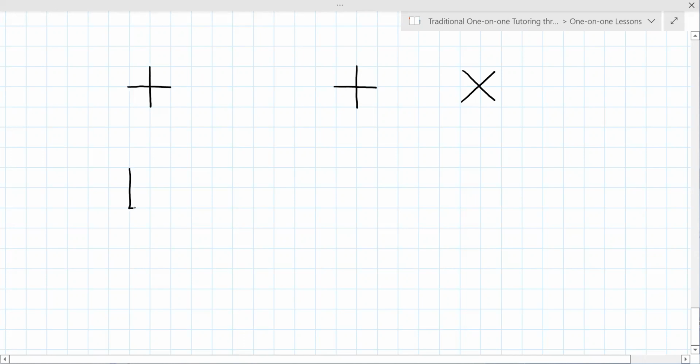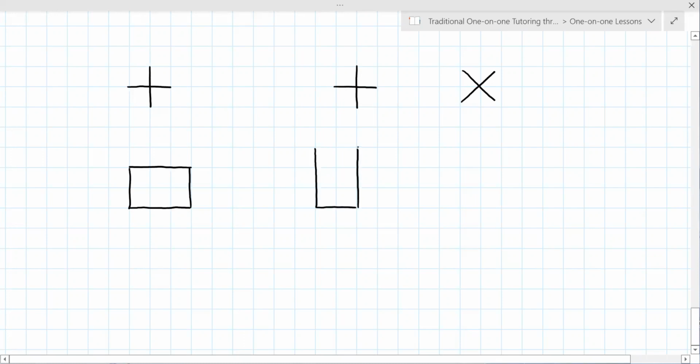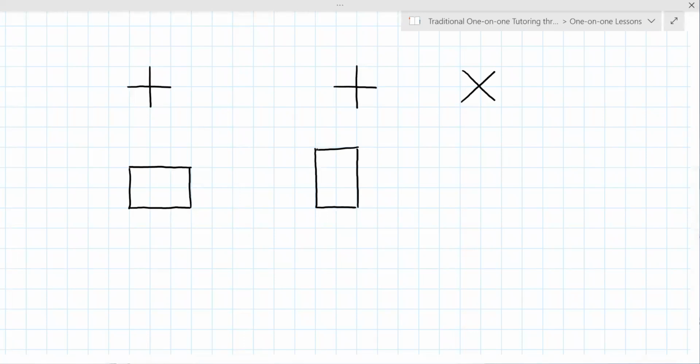So let me draw a shape now. How would you describe this shape? Is there a word you could use to describe this shape? That's a rectangle. Is it the same as this rectangle here? Well, no. Why is it different? Because it was rotated upside down.